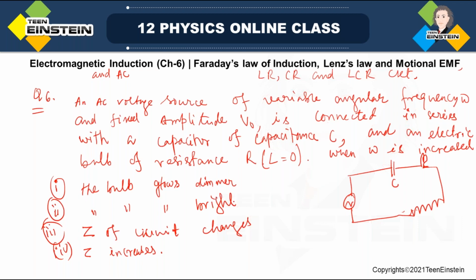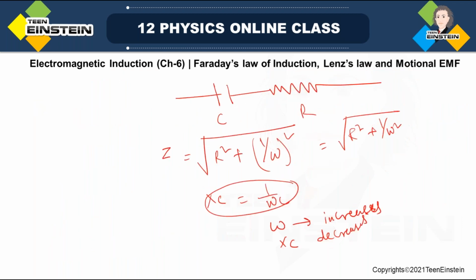So the question was that the amplitude doesn't change, but the angular frequency changes. Such an AC source has been borrowed. So we have seen Xc like this. In this case, Z of the circuit increases. Sorry, decreases.